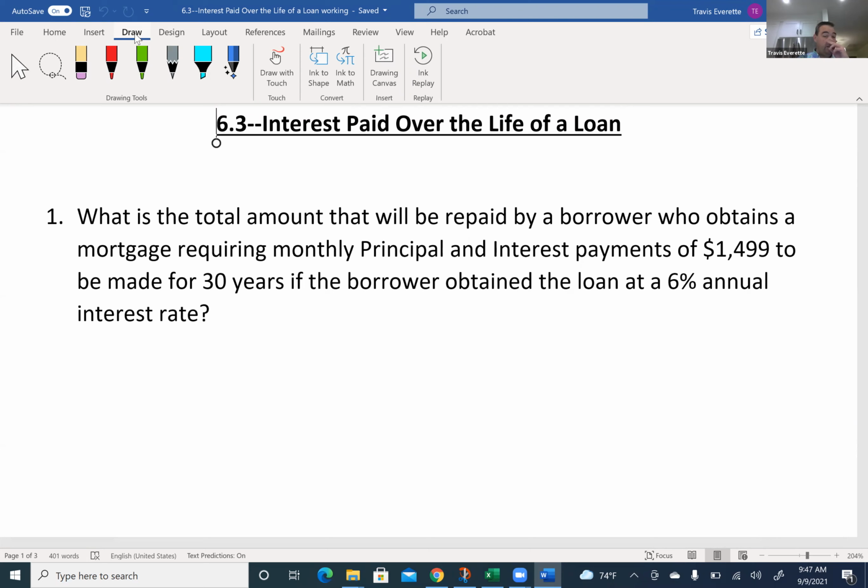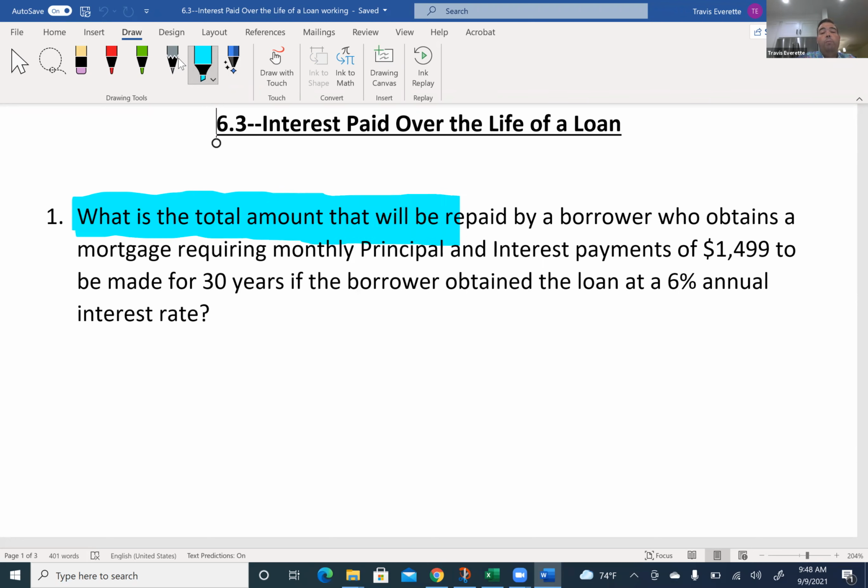So let's take a look at this question. It says, what is the total amount that will be repaid by a borrower who obtains a mortgage requiring monthly principal and interest payments of $1,499 to be made for 30 years if the borrower obtained the loan at a 6% annual interest rate? So here's the question right out of the gate. What's the total amount that will be repaid by the borrower? Not total interest, not total principal, but just the total amount that's going to be repaid.